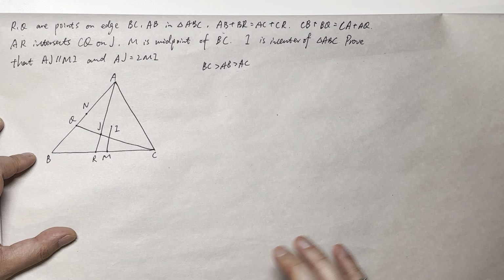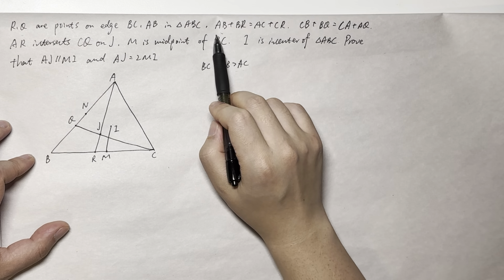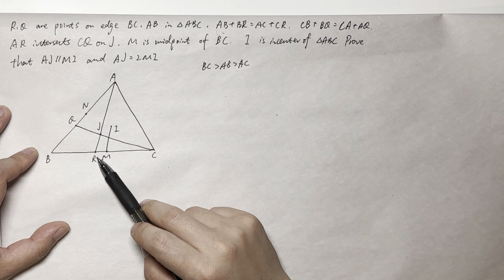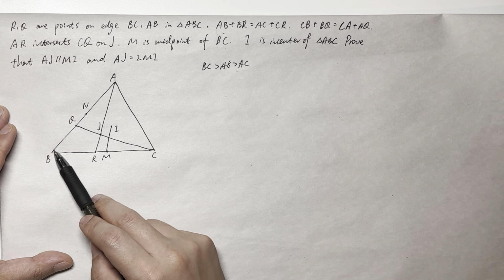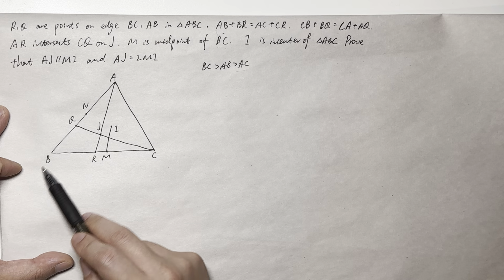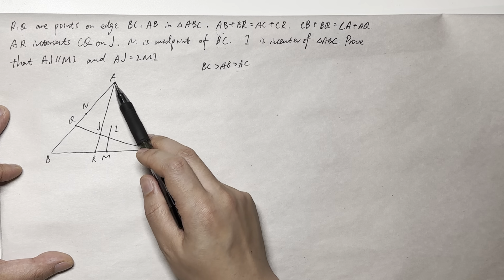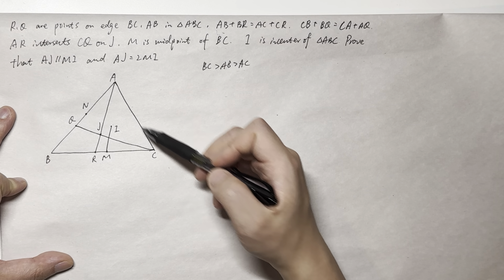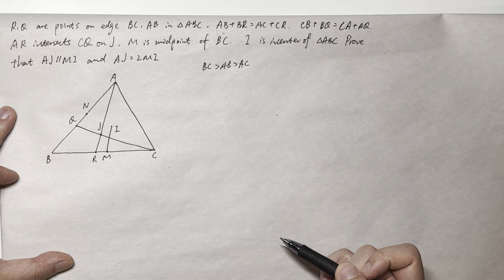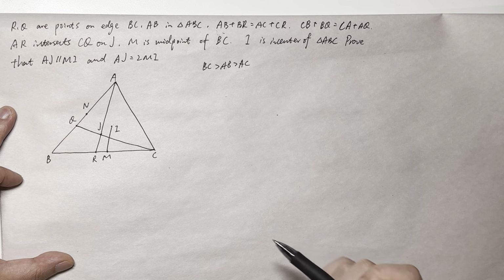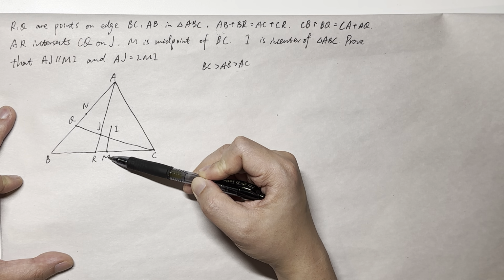So if you just look at the problem, it's kind of a difficult problem because we have no idea how to use AB plus BR equals AC plus CR. A natural thought would be, should I extend AB to a point D, for example, and let BD equal DR. So we know AD here, and extend AC. Then we get an isosceles triangle. But no, just think about this problem here, that we want to prove that AJ is parallel to IM, right?